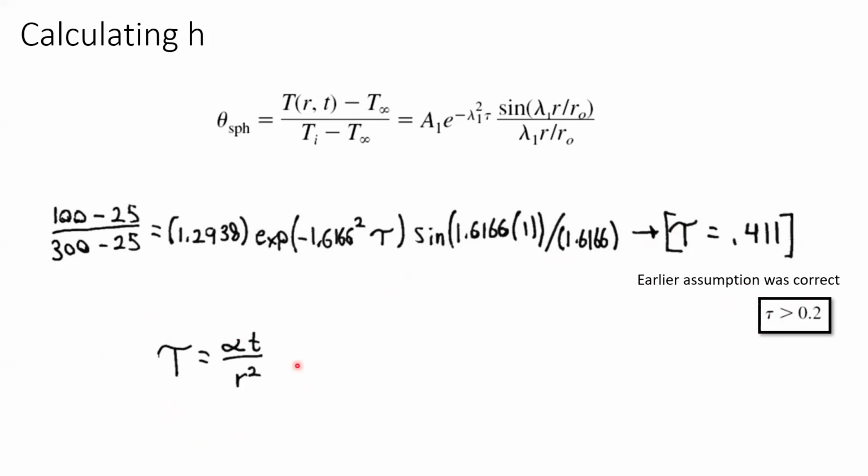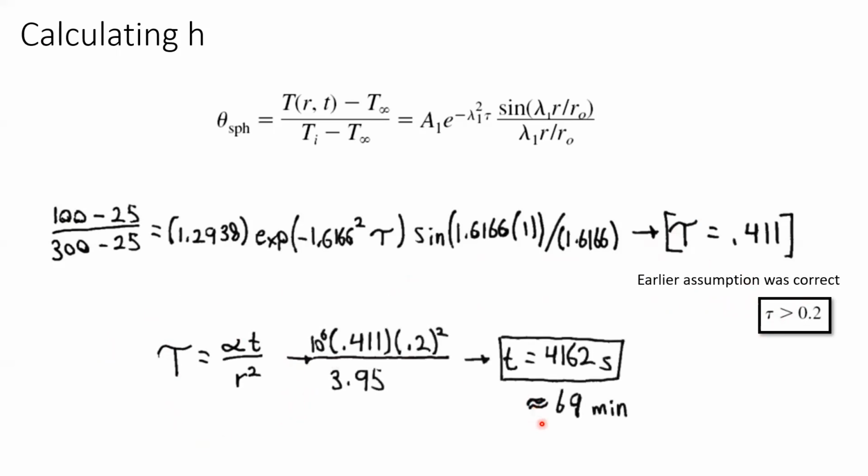So now tau is equal to alpha t over r squared. And so just plugging in those values, we get a time of 4,000 seconds, which is about 69 minutes.